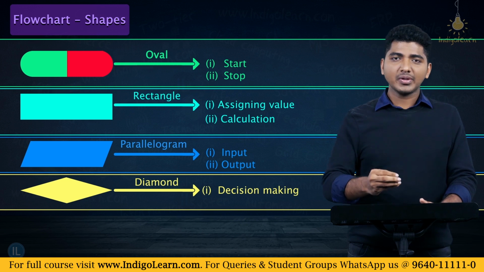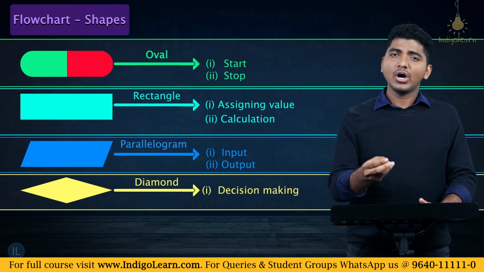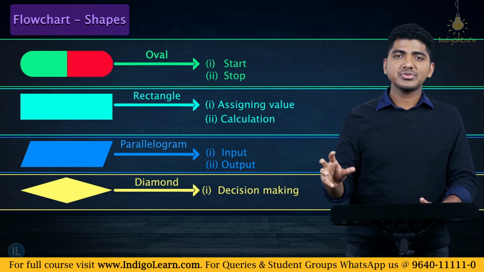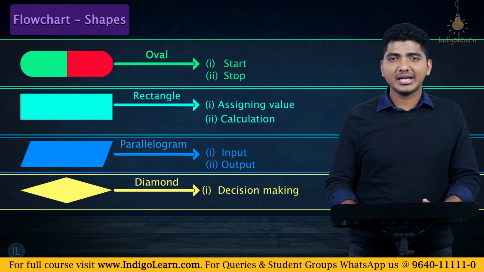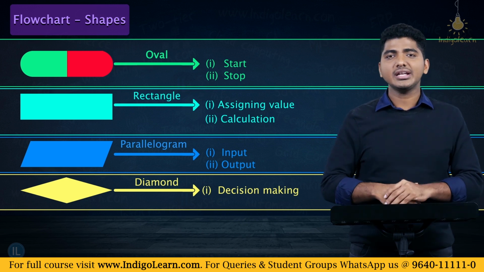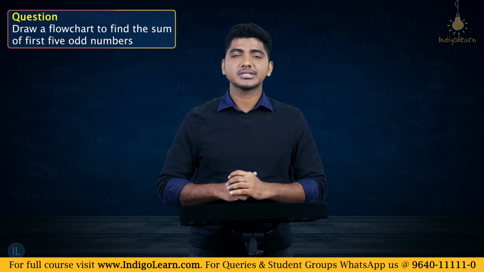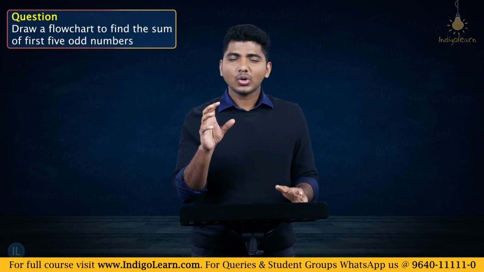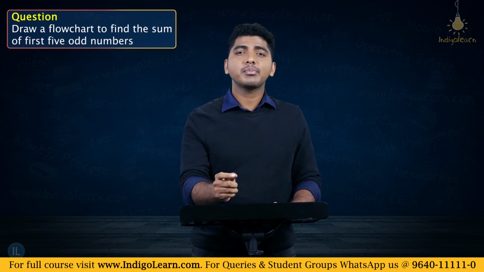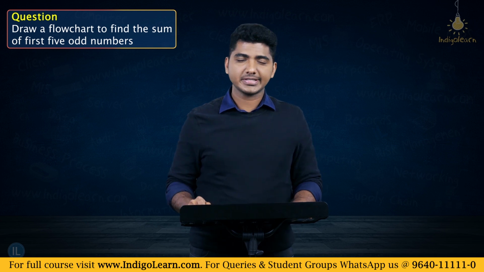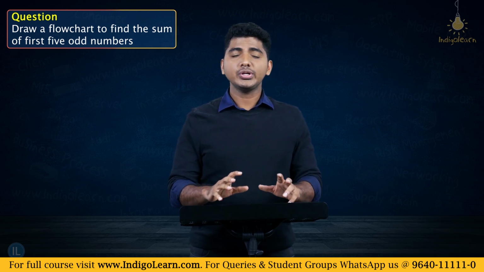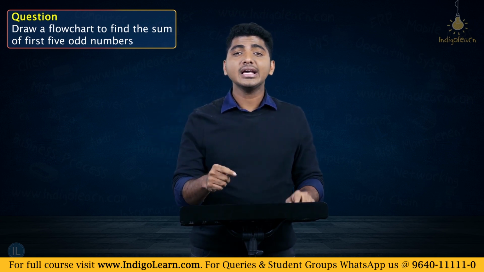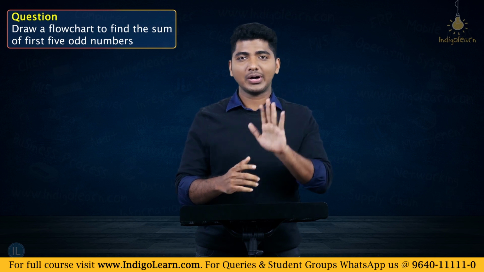Henceforth we will be taking up the sums in your study material. Also we will be discussing the sums which have been given in your past examinations, and we are going to solve each and everything. So now let us look at one of the examination problems. That is, draw a flowchart to find sum of first 5 odd numbers. So what is the question? You need to draw a flowchart to find the sum of first 5 odd numbers.